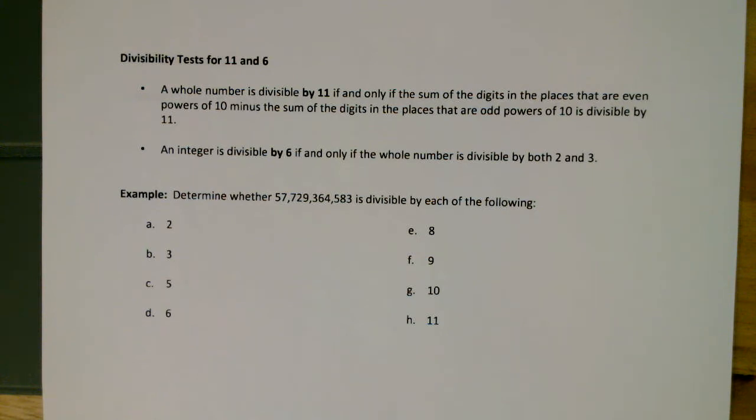In this case, a whole number is divisible by 11 if and only if the sum of the digits in the places that are even powers of 10 minus the sum of the digits in the places that are odd powers of 10 is divisible by 11. Okay, now that one can be a little bit tricky, but I think I can give you one example of a number that is divisible by 11.